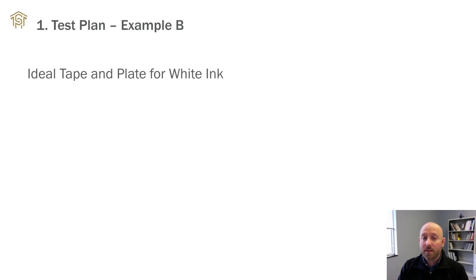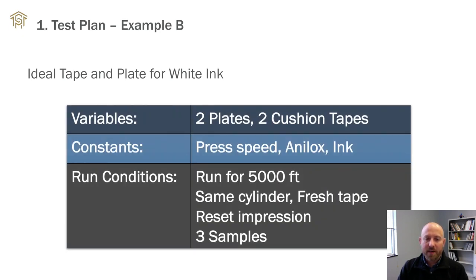So here's another test plan example. The ideal mounting tape and plate for printing white inks. Some of the variables: we're going to use 2 different types of plates, 2 different mounting tapes. Constants would be the press speed, the Anilox, and the ink. Probably also another constant would be the substrate. And then we're going to do our run conditions. This time we're going to run for 5,000 feet. Same cylinder, fresh tape. We're going to reset impression, 3 samples.